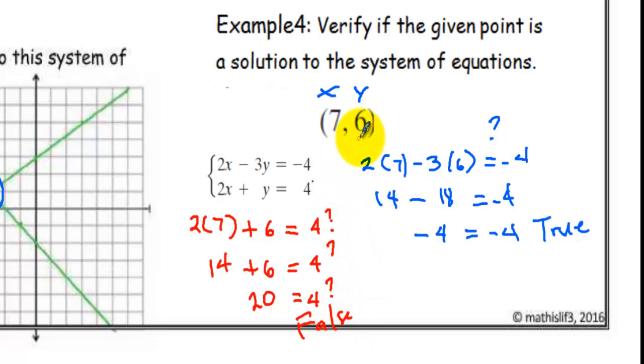Since the point 7, 6 did not make both equations true, we are going to say that this point is not a solution. We have to remember that a point will be a solution only if both equations are true after we plug in our point. Alright, that is our first topic on this unit. We will have more methods on how to solve systems of linear equations in the upcoming videos.